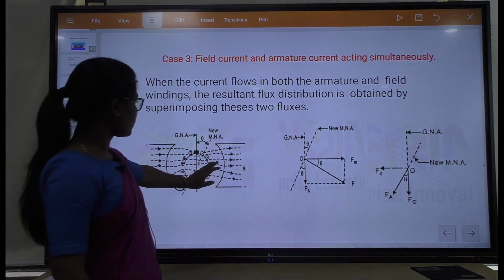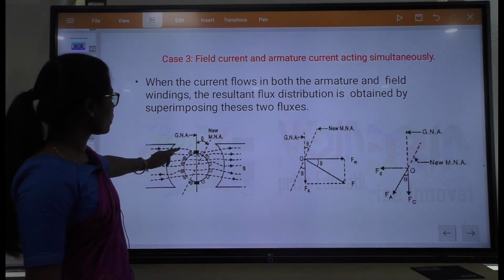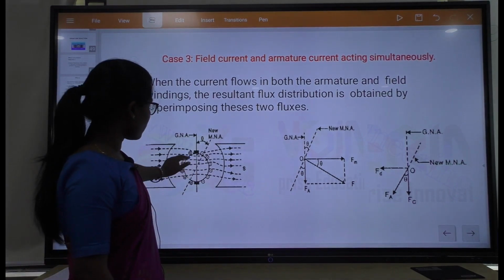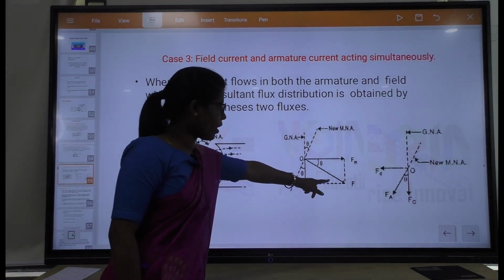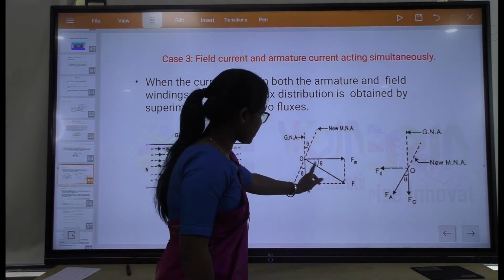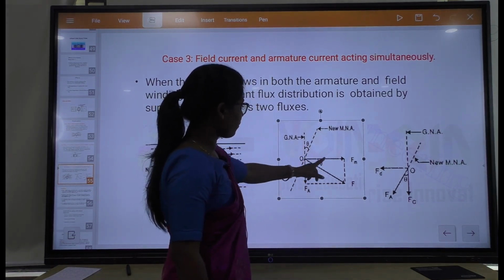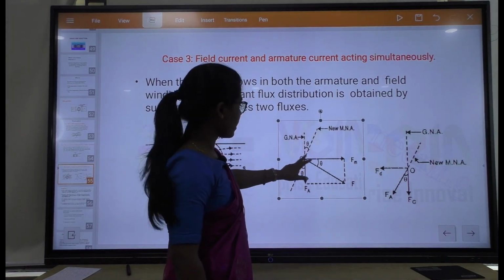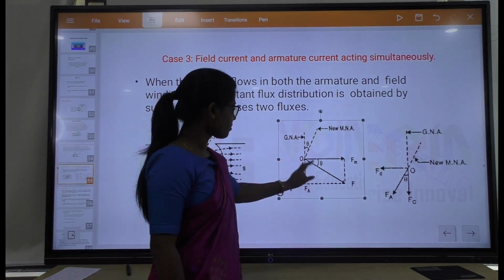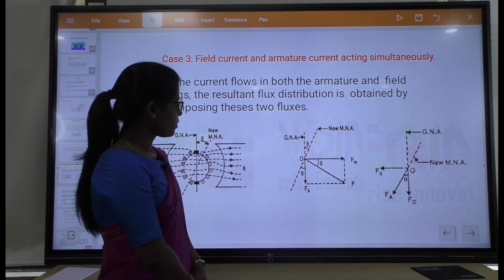So, here due to both the currents, the field flux is produced due to the field current, and the armature flux is produced due to the armature current. So, due to these two fluxes, the resultant flux is produced. This resultant MMF is the vector sum of OFM and OFA. OFM is the MMF due to the field poles and OFA is the MMF due to the armature. So, this OF is the resultant MMF.